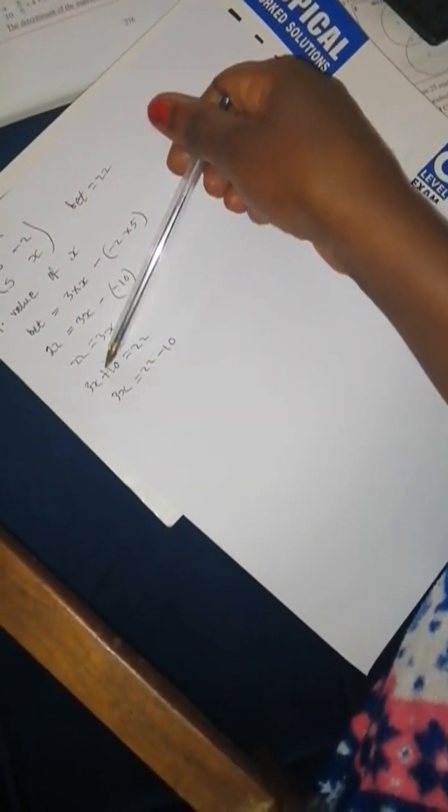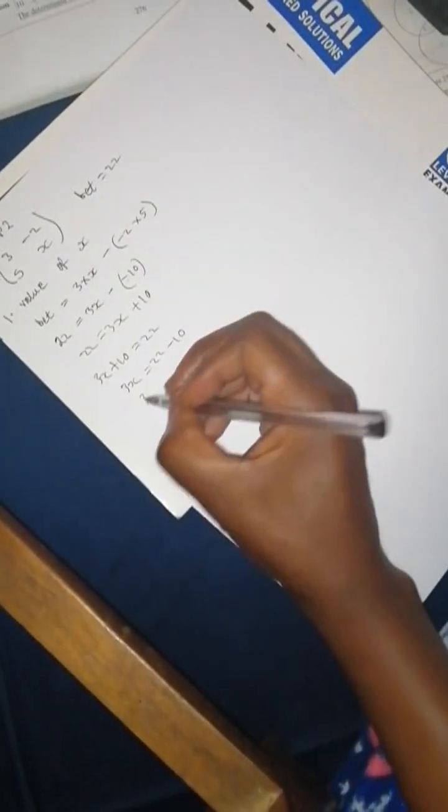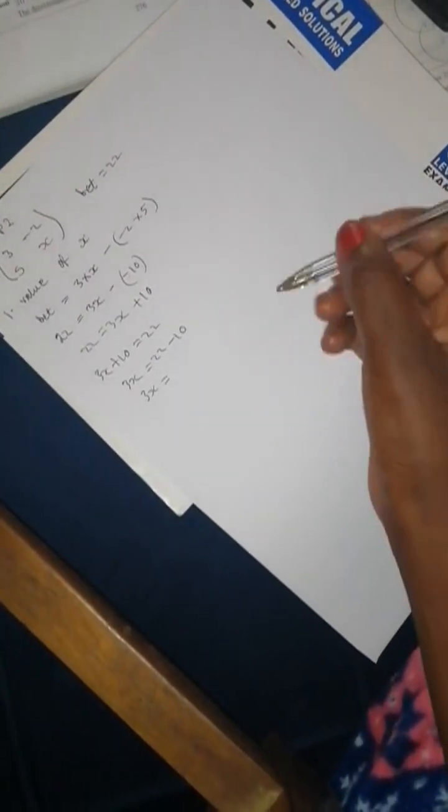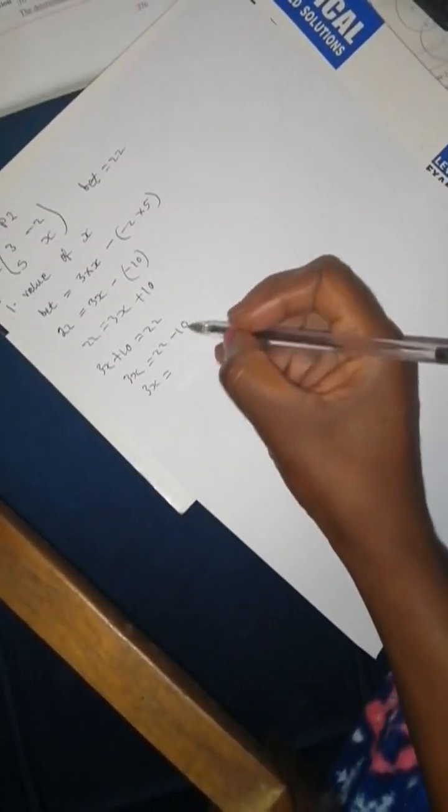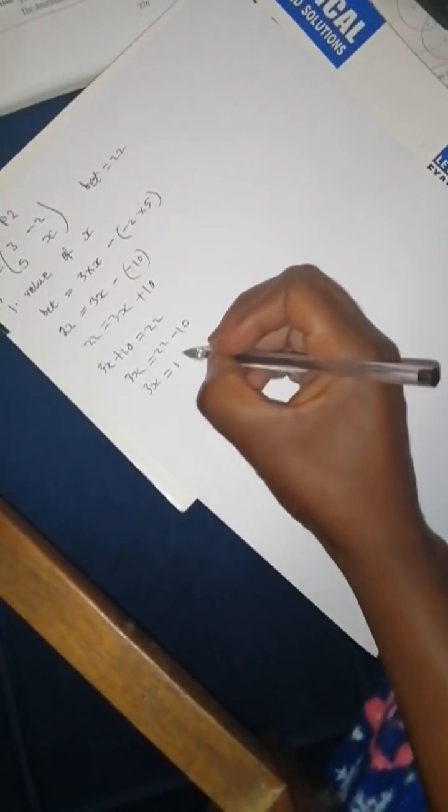So you can introduce the additive inverse. The additive inverse of +10 is -10. So if you add -10 to both sides, here 10 will be eliminated, then the other side will remain with something like that. So 3x is equal to 22 minus 10 will leave us with +12.